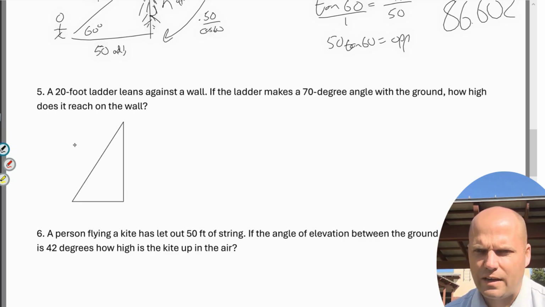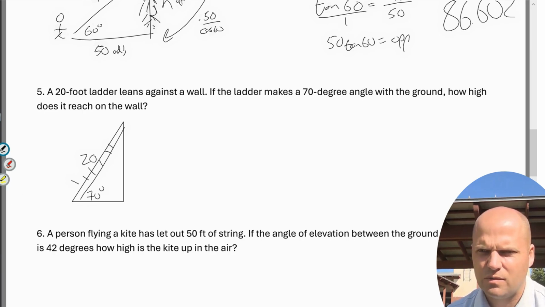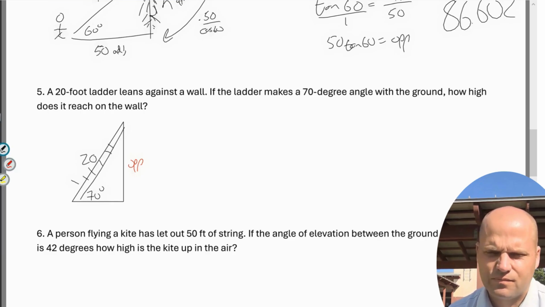A 20-foot ladder leans against the wall and makes a 70-degree angle with the ground. How high does it reach on the wall? So I'm trying to find this opposite length.